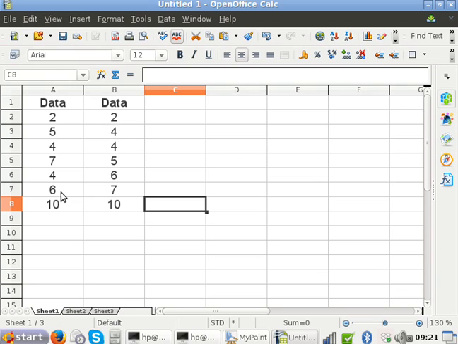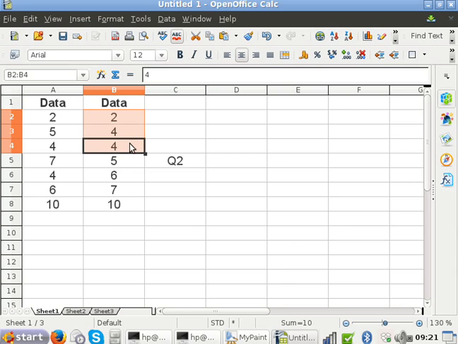5, 4. Yeah, what position? It will be in the 4th position, which in this case is 5. So it goes 1, 2, 3, 4. So here is the median, which I call Q2.